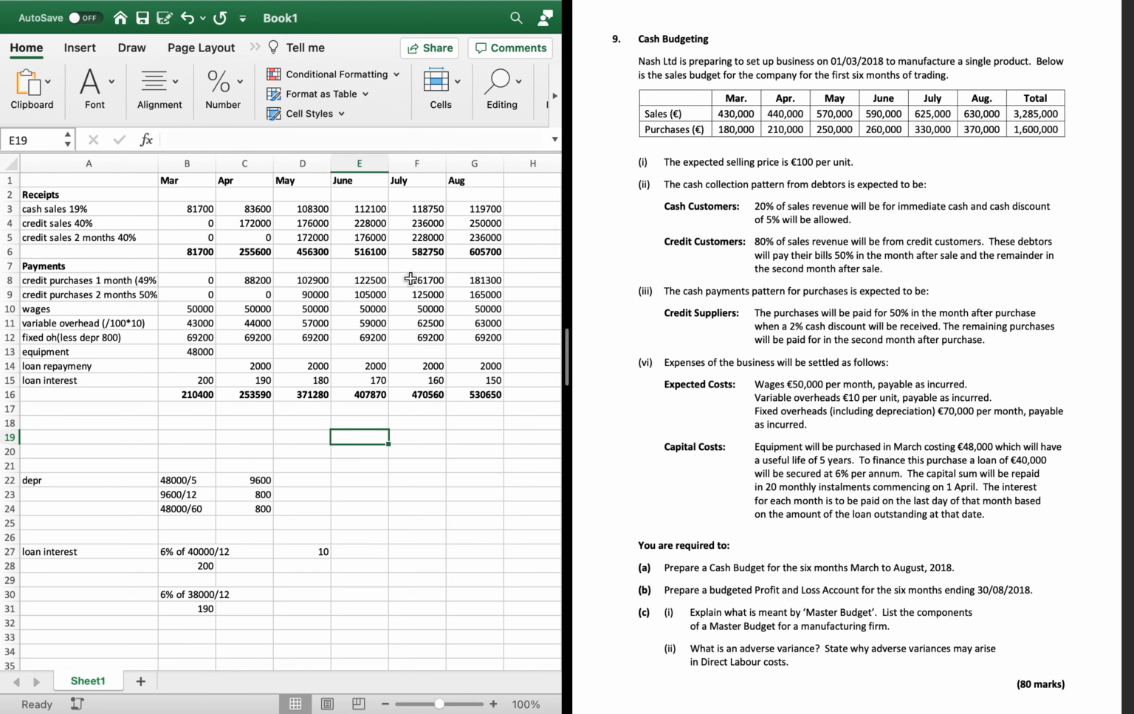Sorry, these don't seem right. Those two numbers look a bit high, so for July that should have been 260. So let me just change that. Hopefully you spotted that when I was doing it. And then that should have been 330. I've used the wrong number. So it's just something to be careful of.